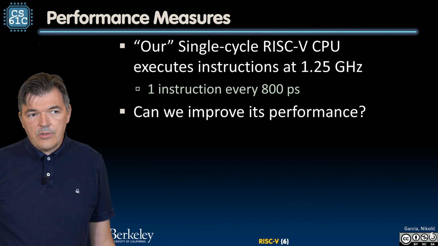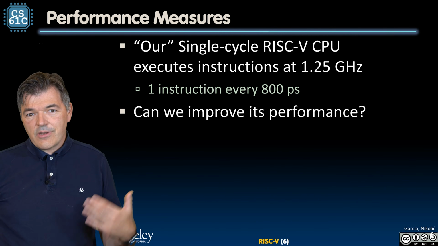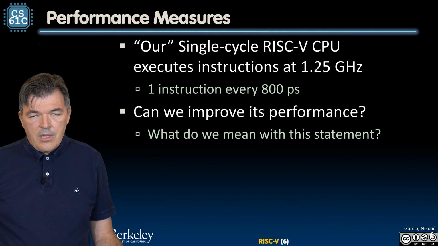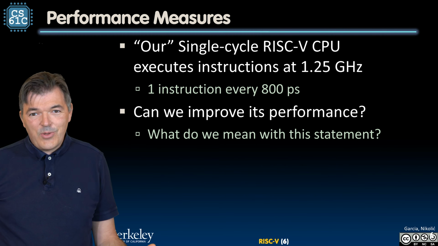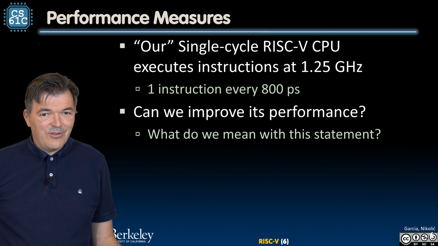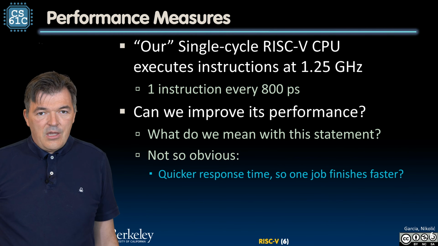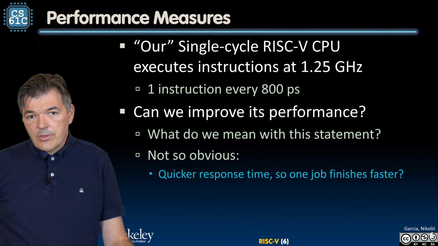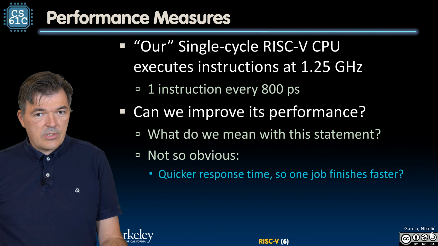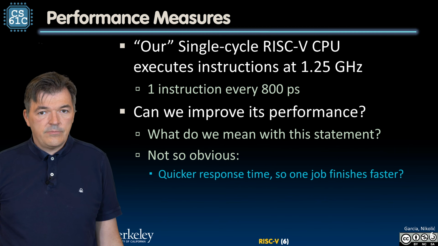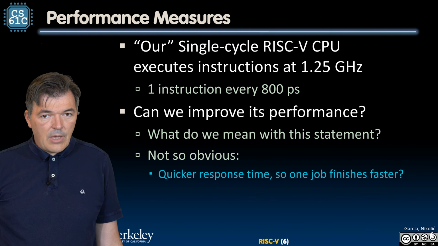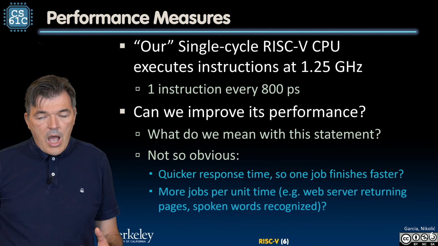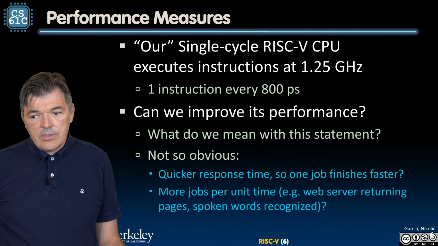Generally, when we take a look at the spec sheet for any kind of product, there are usually different kinds of performance measures. So let's see what we mean by the performance of a processor. In some cases, it may mean a quicker response time. If you give it one job, will it finish it sooner? So the time to execute one job may be a performance measure. Or how many jobs can it do in a unit time?